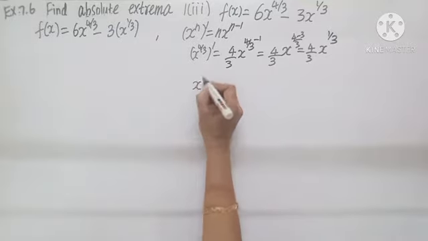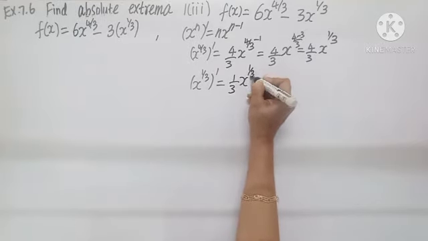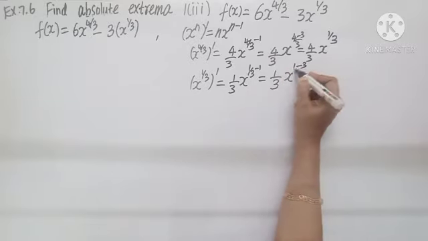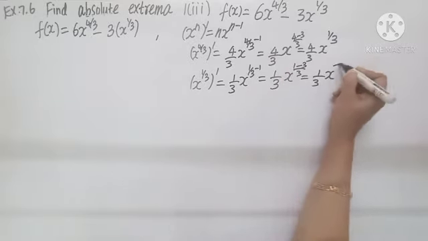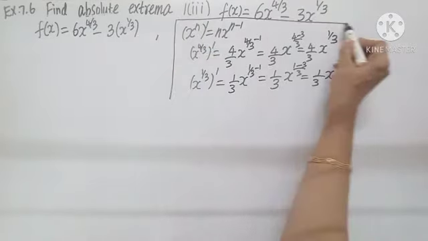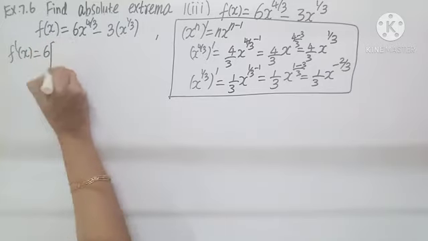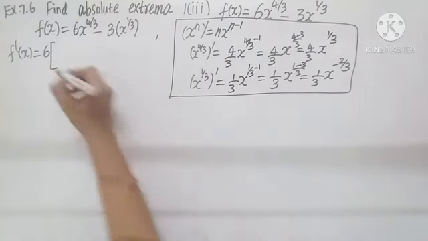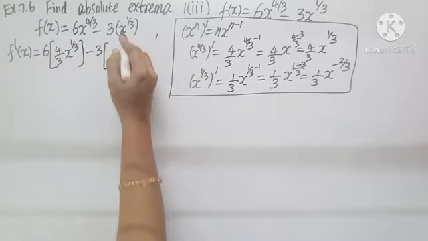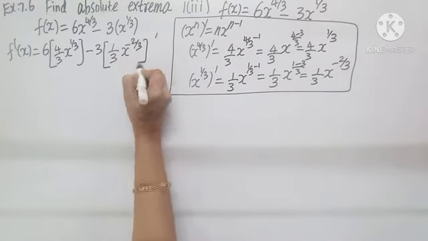In the same way, what is the derivative of x power 1 by 3? 1 by 3 x power 1 by 3 minus 1, or 1 by 3 x power 1 minus 3 by 3. That is 1 by 3 x power minus 2 by 3. Substituting these values in the question, we have f dash of x is equal to 6 into, what is the derivative of x power 4 by 3? 4 by 3 x power 1 by 3, minus 3 into the derivative of x power 1 by 3, 1 by 3 x power minus 2 by 3.